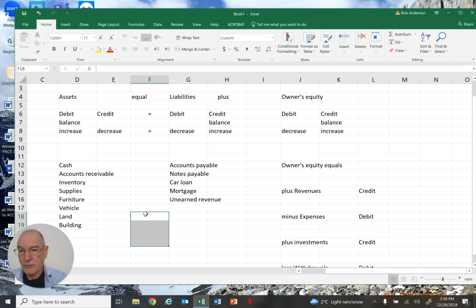Before we start that, though, let's make sure we're on the same page. What are assets? Now, as you go on in accounting, or if you go on in accounting, you will find there's a slightly more sophisticated definition than the one I'm going to give you.